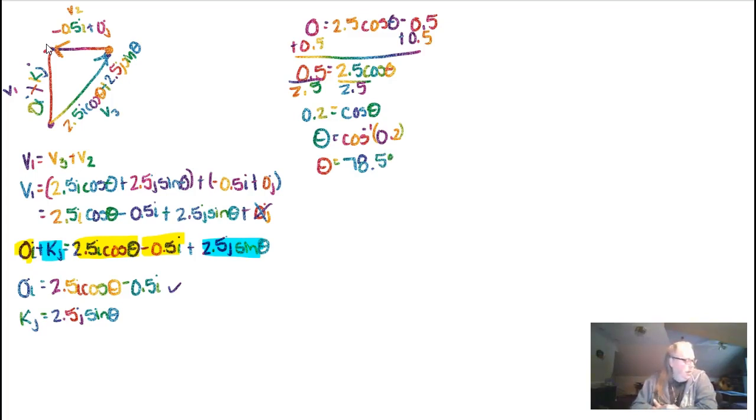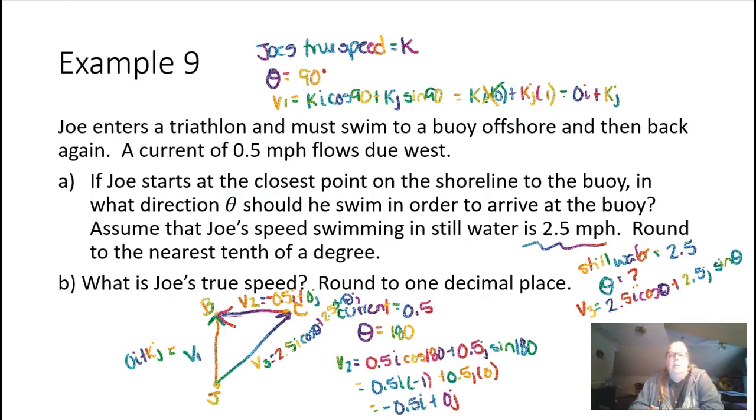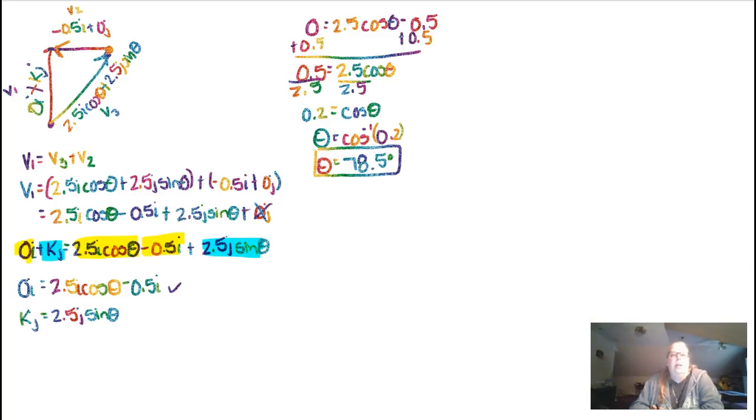And so the direction that he needs to be swimming, our theta there, is going to be 78.5 degrees, right? So there's part of our answer. That was actually part A. We just found theta. Okay, B. Now we want to find his true speed. In other words, now that we know theta, we need to solve for this side of the equation here. Actually, we're just going to plug it in here and we're going to find K, because we said that was going to be his true speed, because here's the true speed right here.